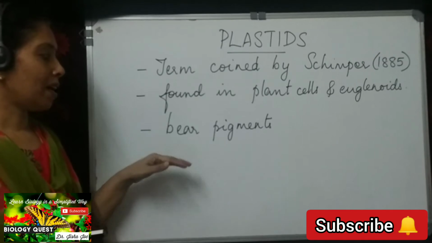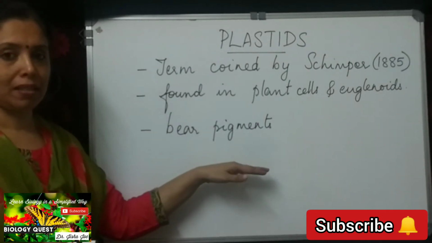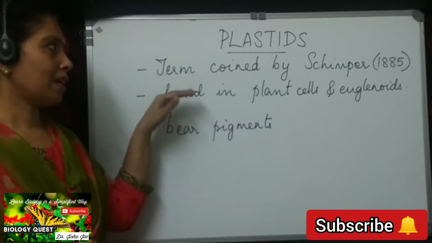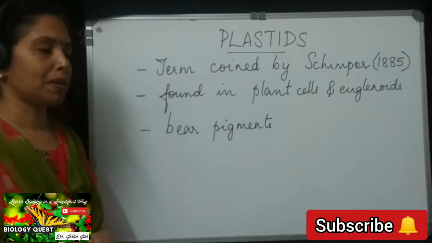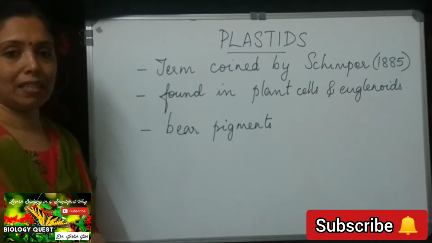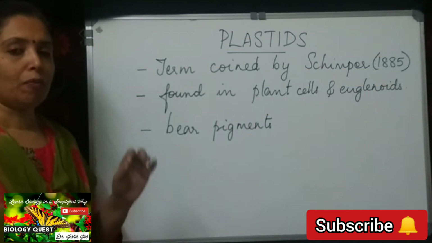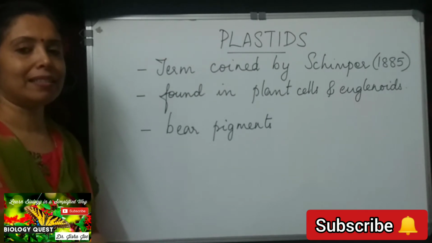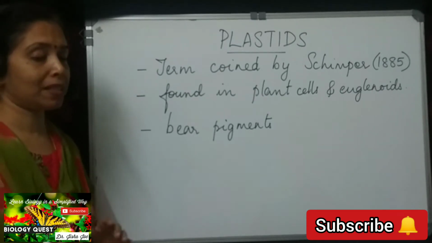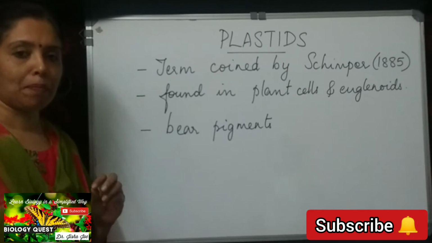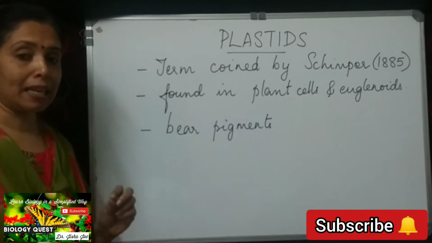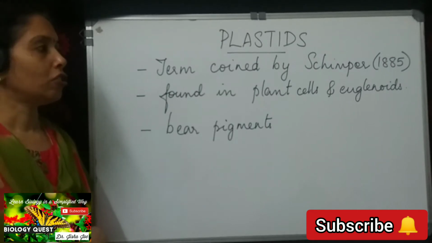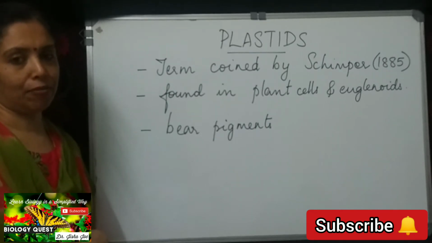Plastids contain pigments. The term plastid was coined by Schimper in 1885. So, once again, plastids are present exclusively in plant cells and euglenoids, they are absent in animal cells, they contain pigments, and the term plastid was coined by Schimper in 1885.